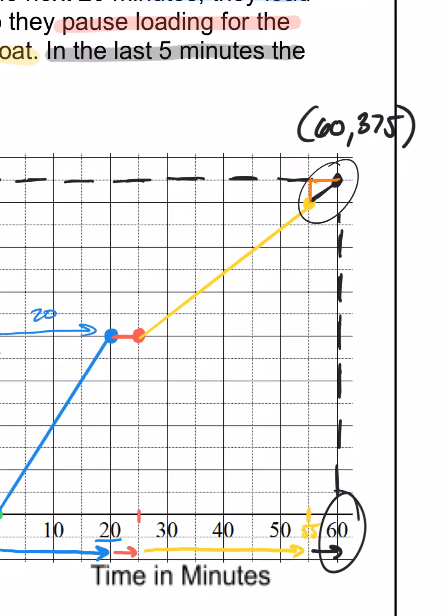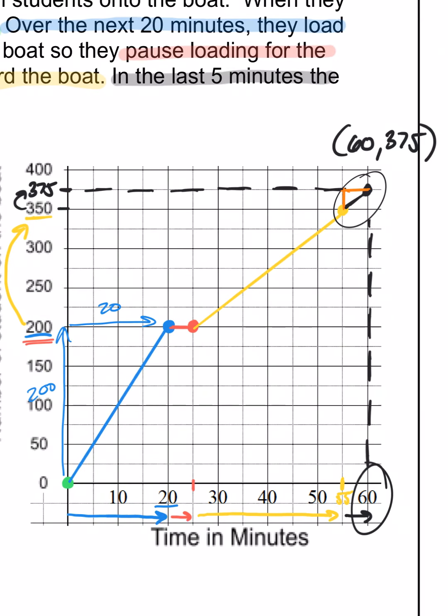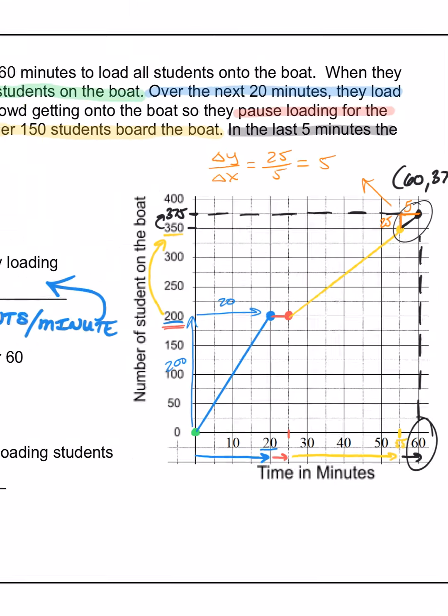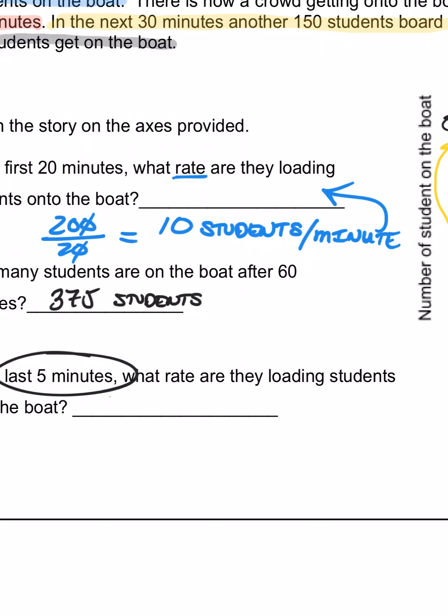All right, we want to find this rate. Now we go up 1 block, which is 25 on the y-axis. We go over 5 on the x-axis. So our slope is change of y over change of x. We have 25 over 5, which is equal to 5. We say 5 students per minute. So I'm going to say 5 students, I want the units, per minute, per 1 minute. All right.